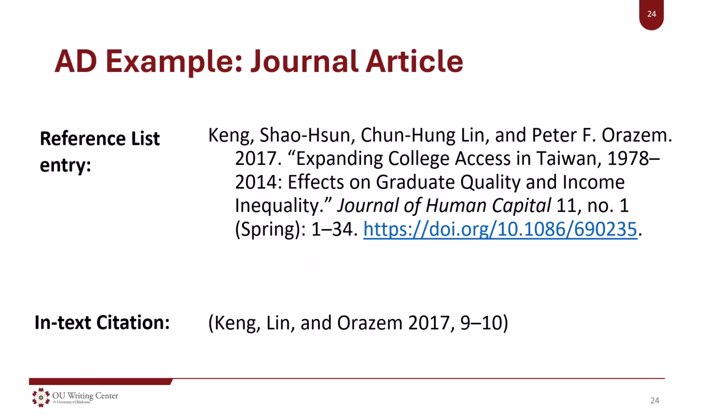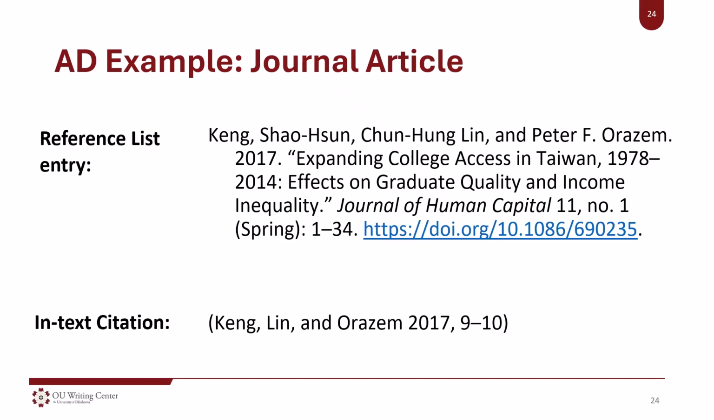Here's an author date example of a journal article. It is very similar to a book reference entry with a few exceptions. First, the title of the article is in quotations, while the journal title is in italics. This is different from a book reference entry, which had the book title in italics. Additionally, the volume and issue numbers must be listed. As you can see, this journal article is from volume 11, issue 1 of the Journal of Human Capital and was published in the spring.